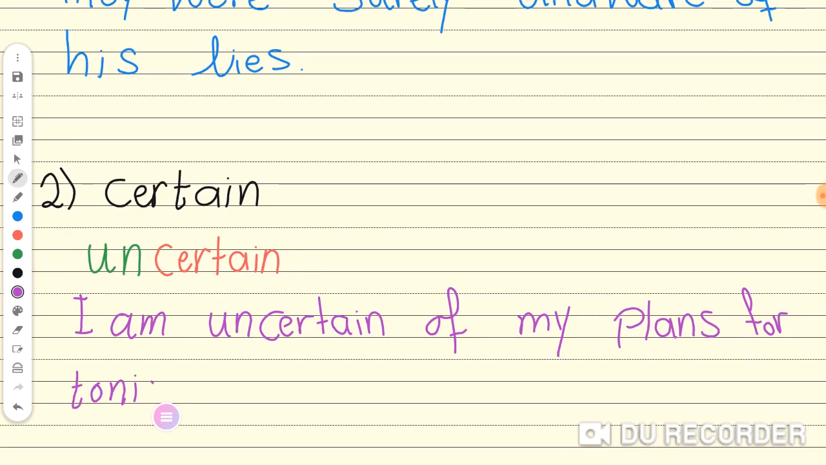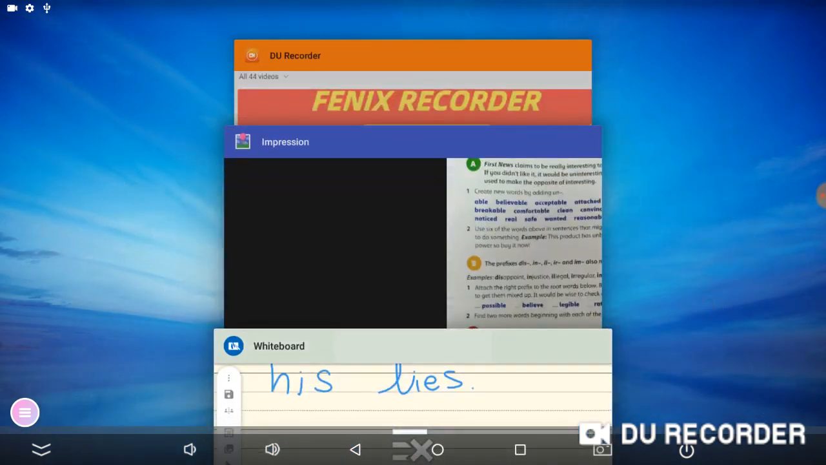Okay. So here I use two words. Please write these and continue with the rest of the words. Continue with 5 extra words. Okay, let's move on to the next part or the next question.